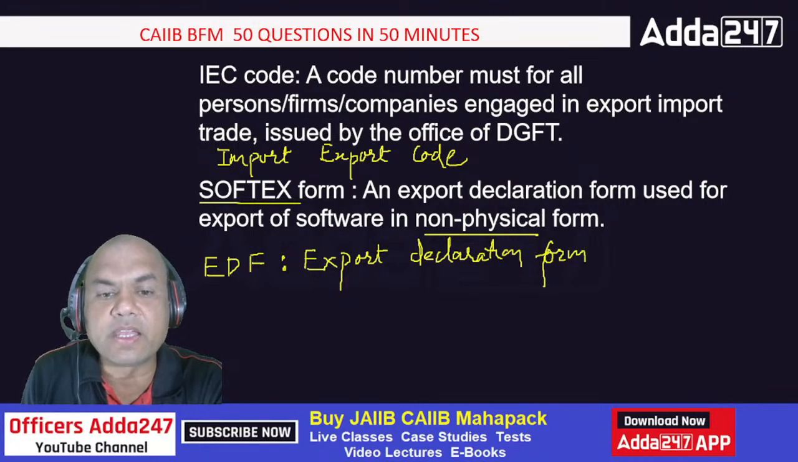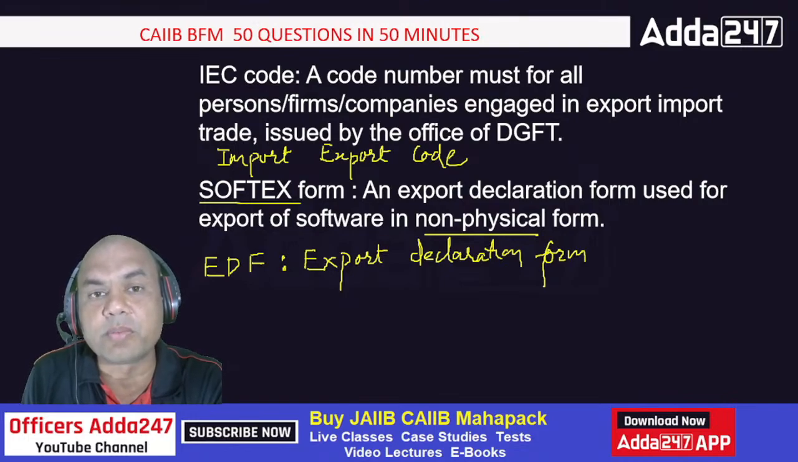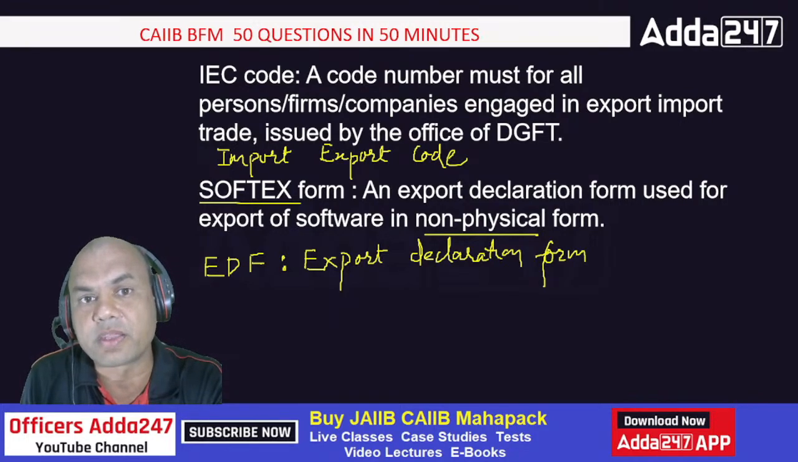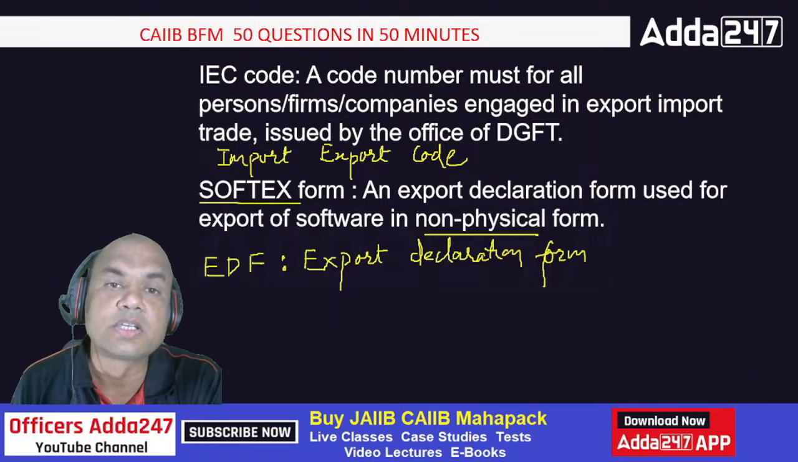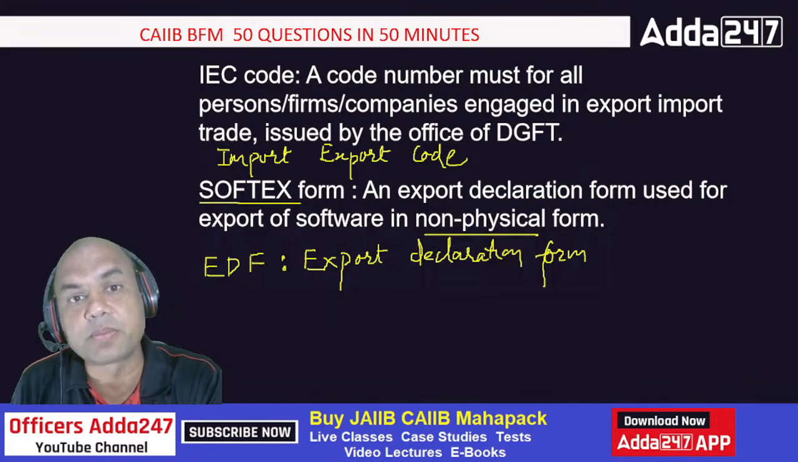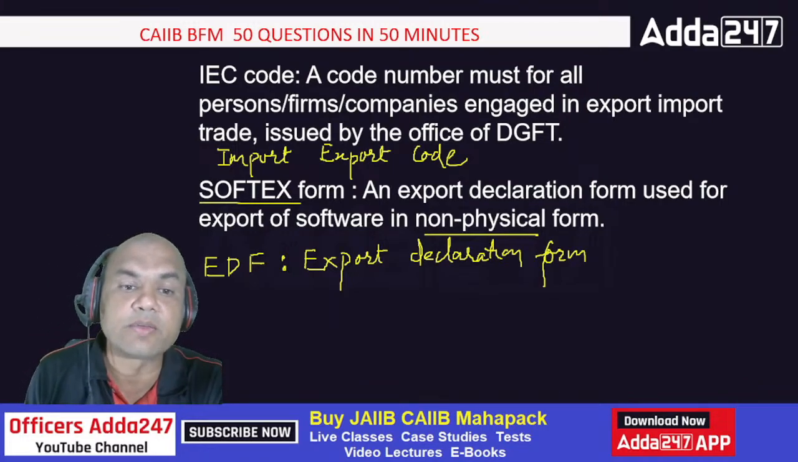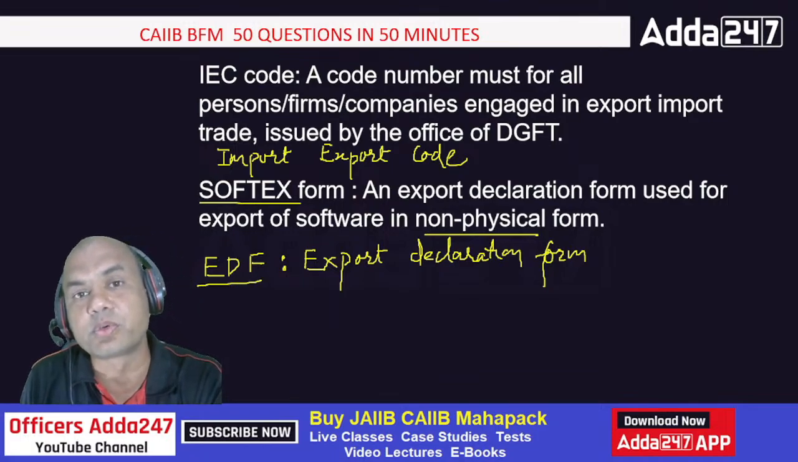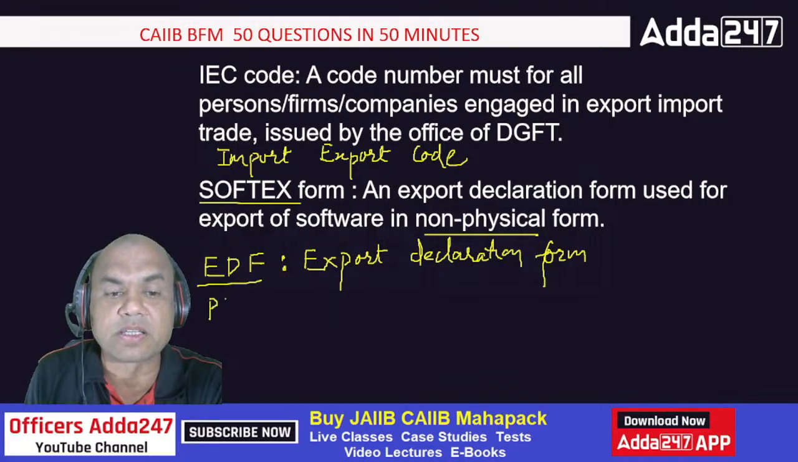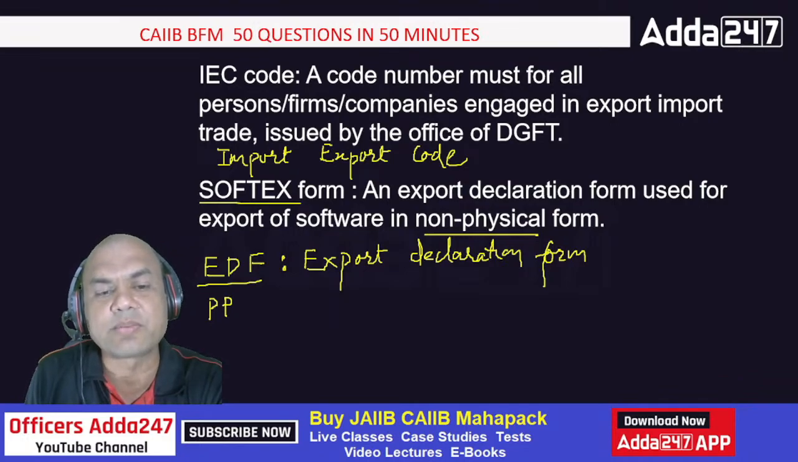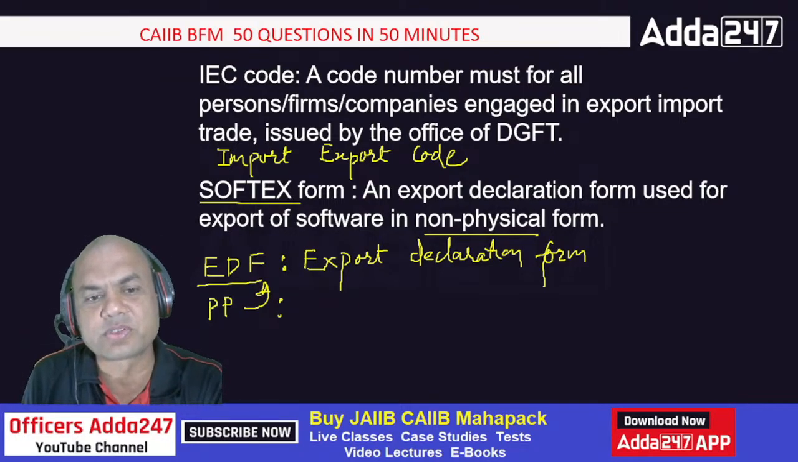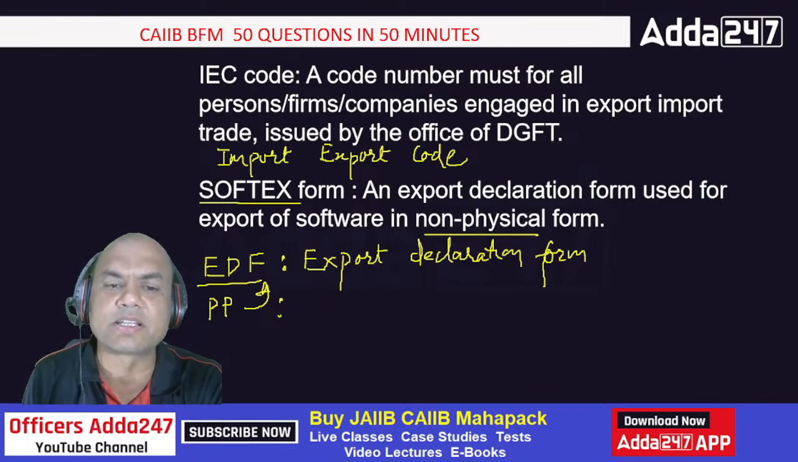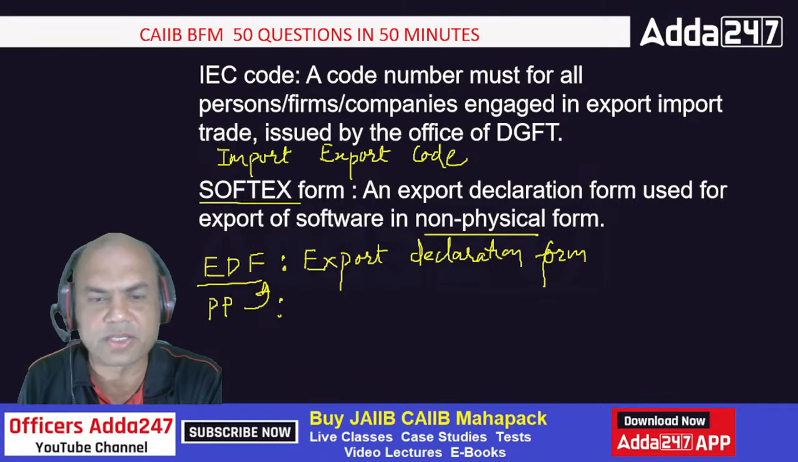Any export which is done in a form other than software, soft copy, let it be through truck, railways, ships, airlines, or courier, anything, EDF is taken. Earlier for courier and post, we used to have that PP form, post parcel. Now also we have it in some part, but that has been combined with EDF. Too many forms is very difficult, isn't it? Because after all, it's one and the same thing, EDF also and PP also. You are just declaring some physical good which is going out.